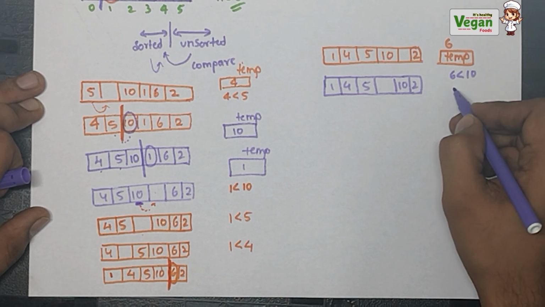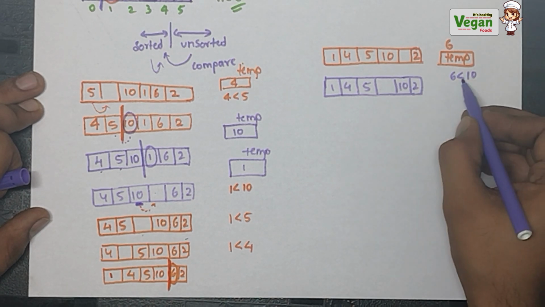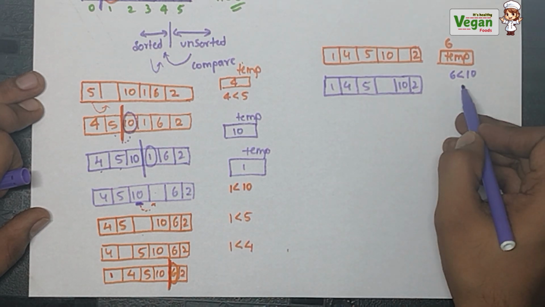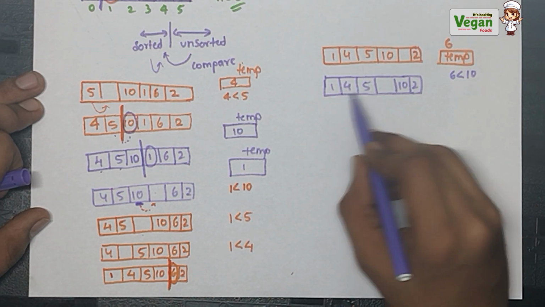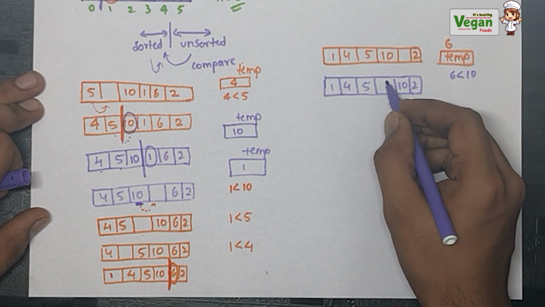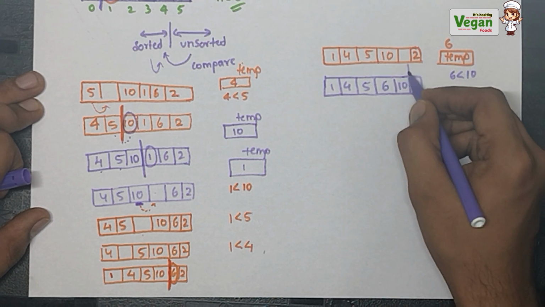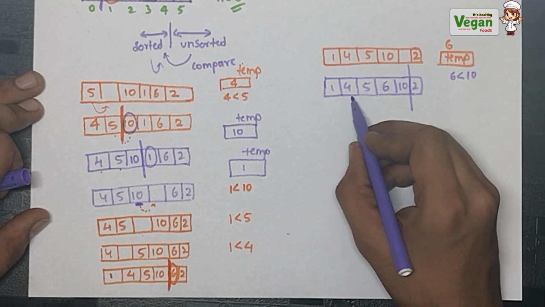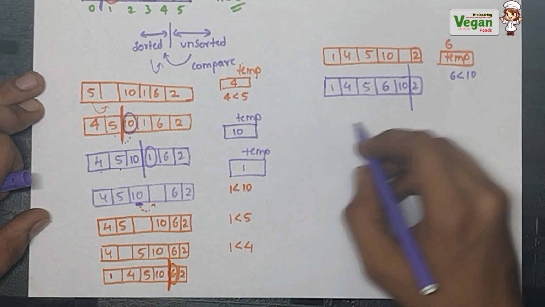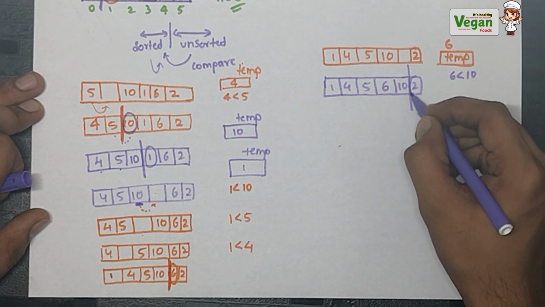Now if I compare, 5 is less than 6. Okay, it is perfect in its place. 4 is less than 6. It is perfect in its place. 1 is less than 6. It is perfect in its place. So only this space is left. I will put 6. Now if you see, sorted 1, 4, 5, 6, 10. It is in the increasing order. Only one element is left in the unsorted sublist.